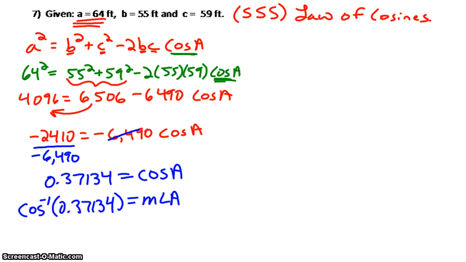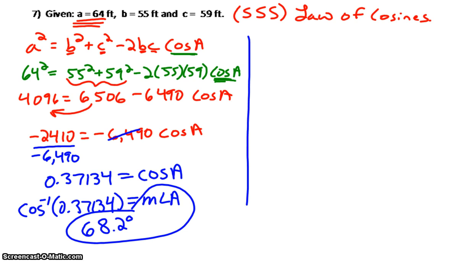That gave me 68.2 degrees. So there's my measure of angle A. Once I have that, I am ready to begin doing my law of sines. Now my law of sines, I'm going to always take the largest two, try to find that. So I am going to work with my next angle.